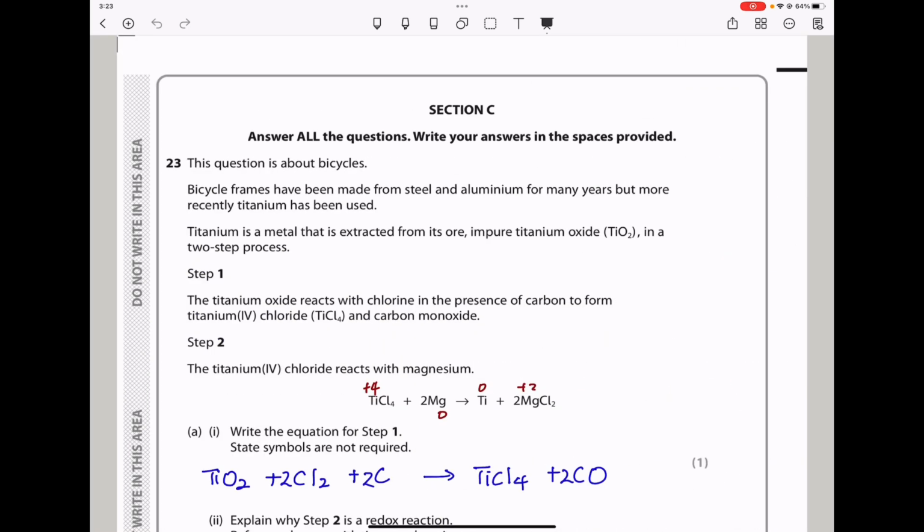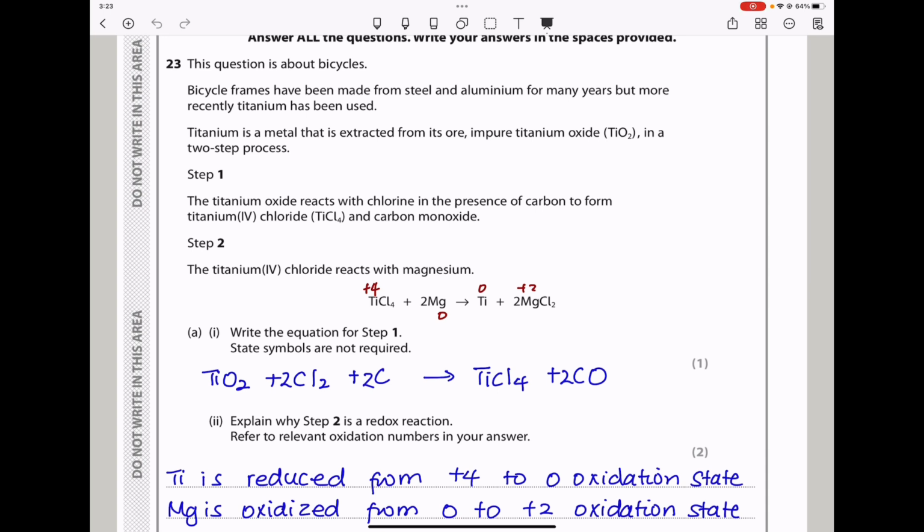Question 23. This question is about bicycles. Bicycle frames have been made from steel and aluminium for many years, but more recently, titanium has been used. Titanium is a metal that is extracted from its ore, pure titanium oxide, in a two-step process. In step 1, the titanium oxide reacts with chlorine in the presence of carbon to form titanium(IV) chloride, which is that, and carbon monoxide. And in step 2, the titanium(IV) chloride reacts with magnesium, as you can see here, to form that.